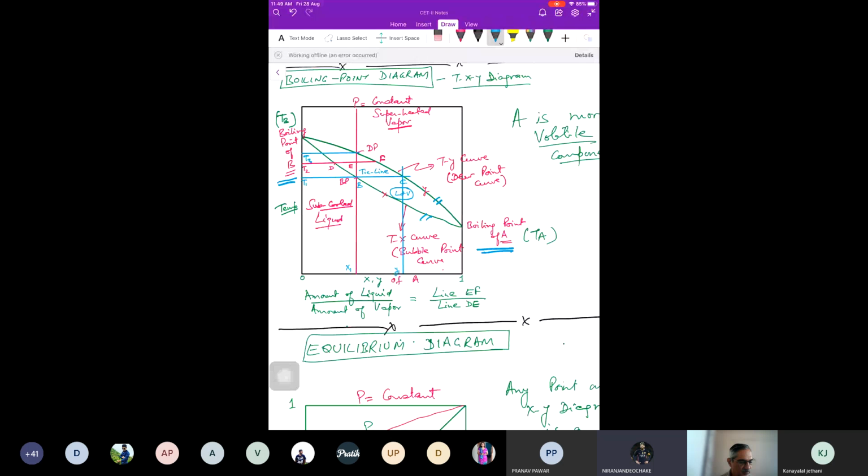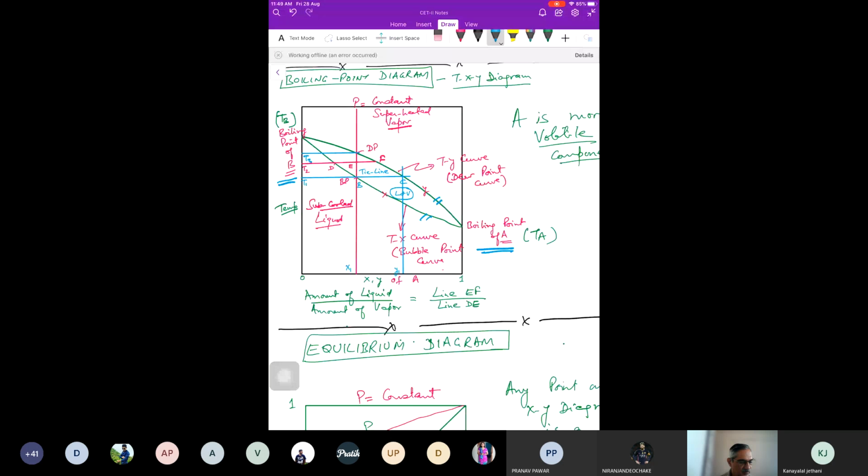Yes, sir. Bubble point is the temperature at which the first bubble of vapor is formed when you increase the temperature of the liquid. That is why it's called bubble point. Bubble जब निकलना शुरू होता है तो उसको bubble point बोलते हैं. वेपर फॉर्म करना शुरू होता है.